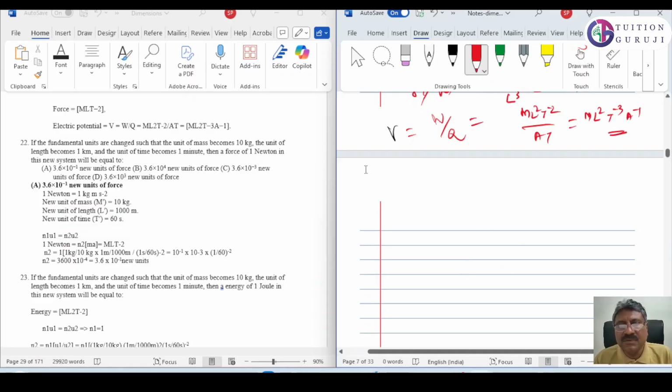Okay, so we got two: pressure and energy density. These two are actually the same as half epsilon 0 E square.